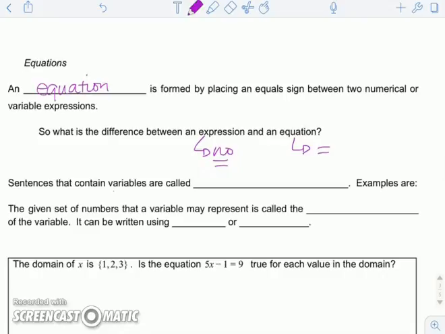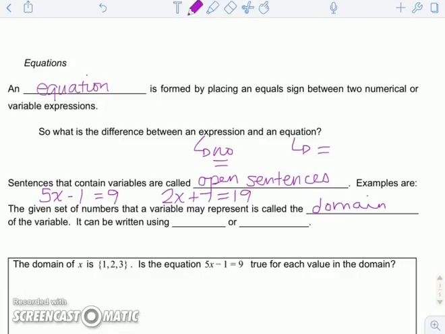Sentences that contain variables are called open sentences. Examples of this: 5x minus 1 is equal to 9. It contains a variable. It's an open sentence there. Another example, could look at 2x plus 7 is equal to 19. Okay? The given set of numbers that a variable may represent are called the domain. That's your x values of the variable. It can be written using bracketed numbers, so our domain could be these 3 numbers. We're looking just at those ones.